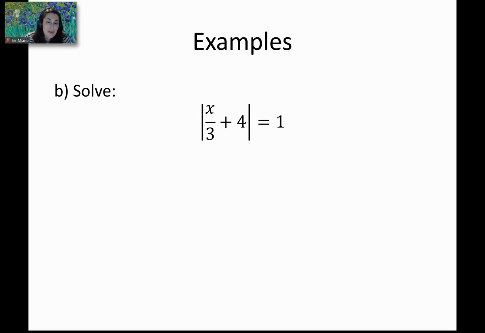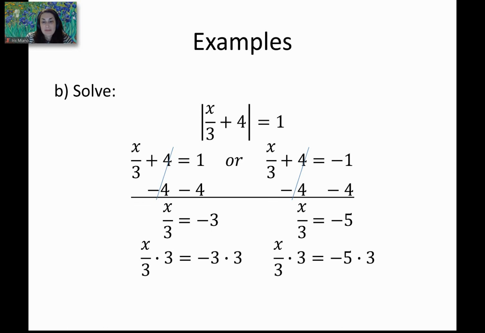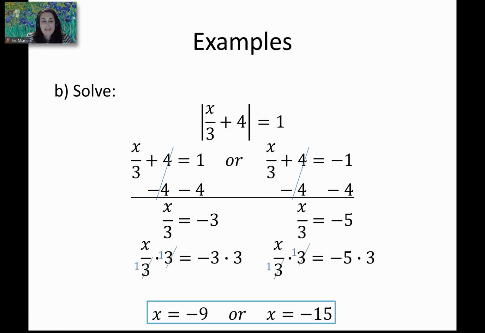But since the absolute value expression on the left-hand side is equal to a positive number, split it into the 2 cases. Either x over 3 plus 4 is equal to +1, or x over 3 plus 4 is equal to -1. Subtract 4 from both sides in both cases in order to move forward with the solution. And then you'll need to multiply both sides by 3 in order to solve for x for both cases. So let's do that to both sides of both equations and simplify everything down, and you will find that in this case either x equals -9 or x equals -15. Cool.